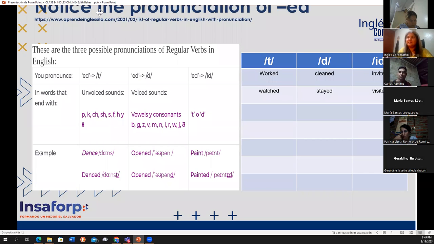Ajá, en el chat. Cleaned. En el chat. Clean. Que termine con D. D.